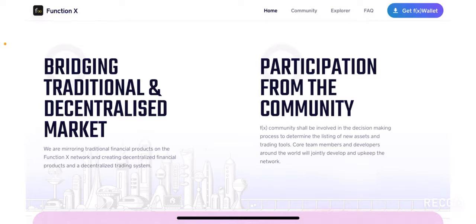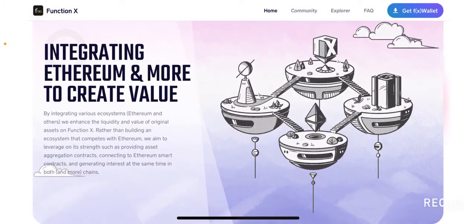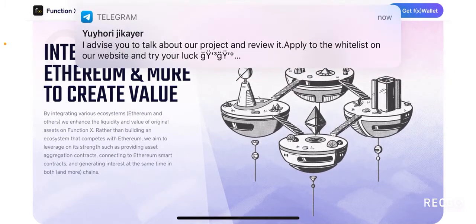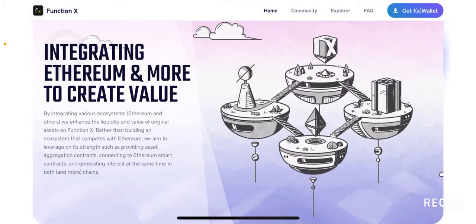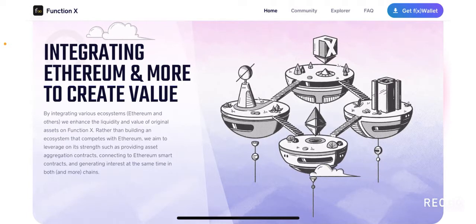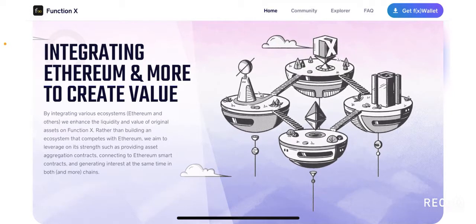So again, they're trying to get as many developers from multiple different countries as possible to develop on this platform, because it's going to become a fully decentralized platform that's mainly governed by the people, right? So that's pretty cool. So if you scroll down below, they are basically integrating Ethereum and more to create value. So they're trying to add more integrations with different blockchains, while also integrating with Ethereum, which is the native blockchain where they initially hosted themselves.